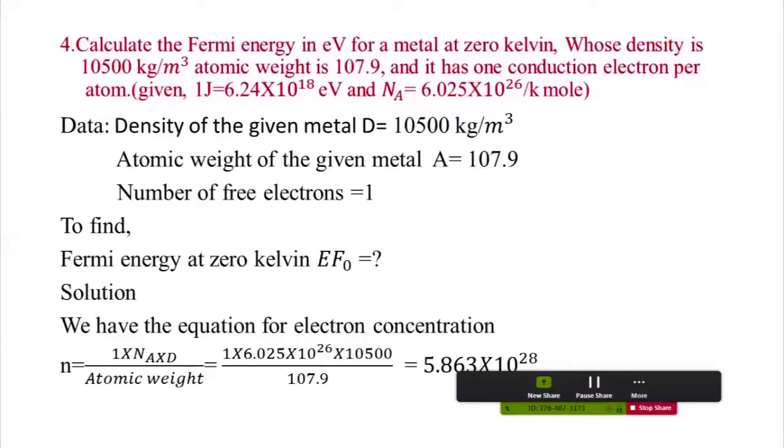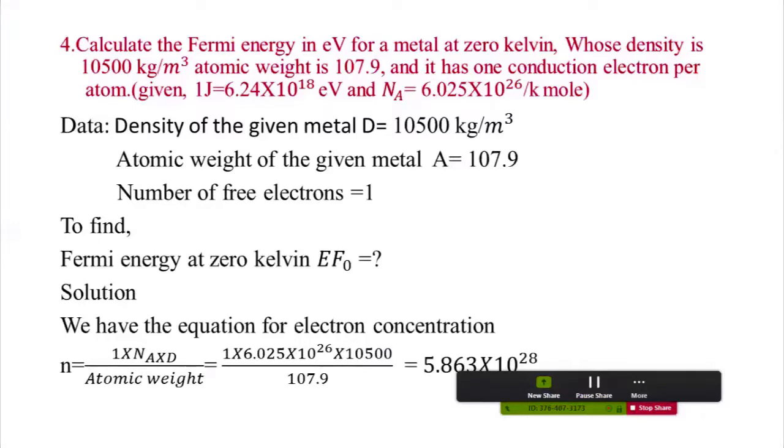For this problem's solution, we have the equation for electron concentration. In that, electron concentration N equals the number of free electrons per atom into Avogadro number Na into D, the density, divided by the atomic weight.